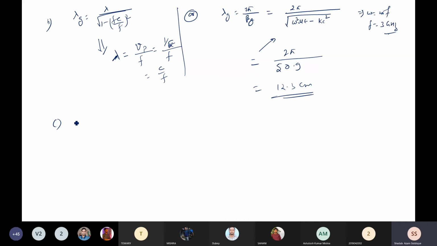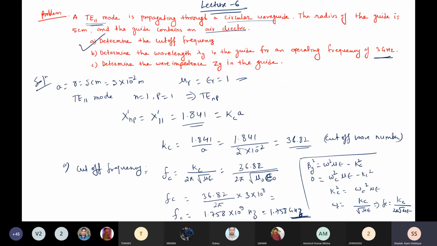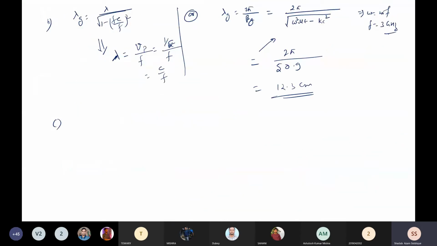Okay, now we have the third one, which is asked: determine the wave impedance Zg in the waveguide. So you know Zc can be found out from the formula Zc is equal to omega mu naught by beta g. We have this one, no? Omega mu naught by beta for TE mode. See, for the TM it will be different.